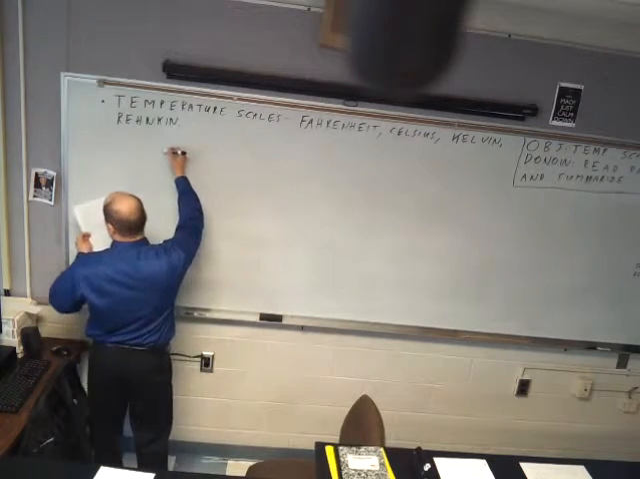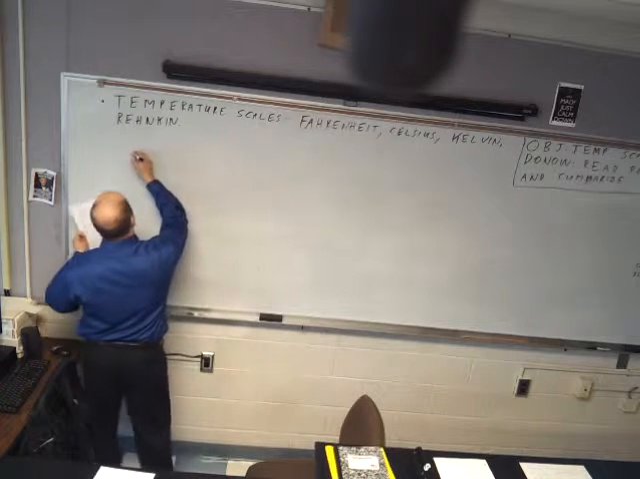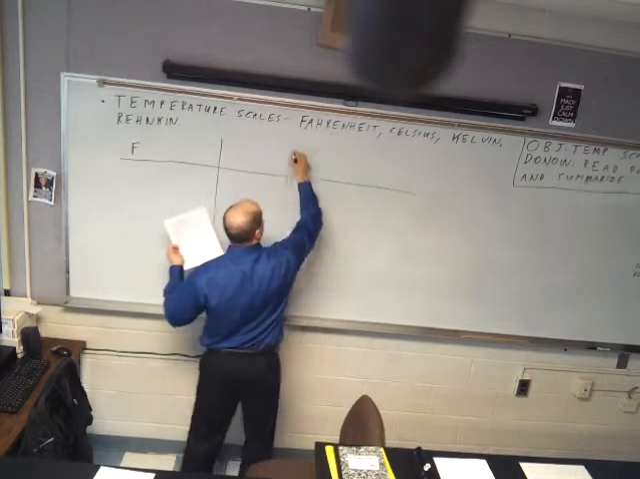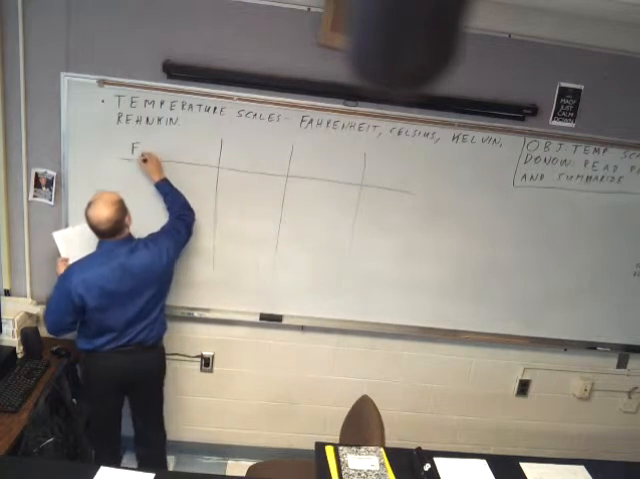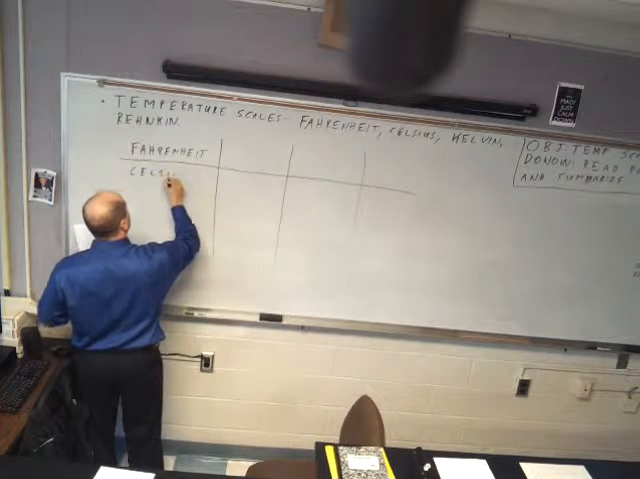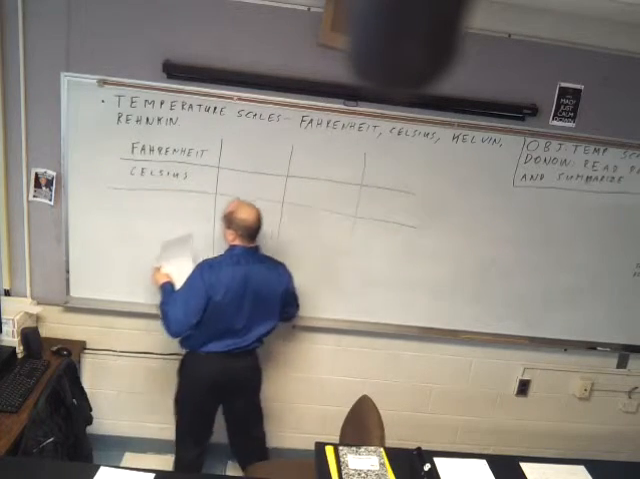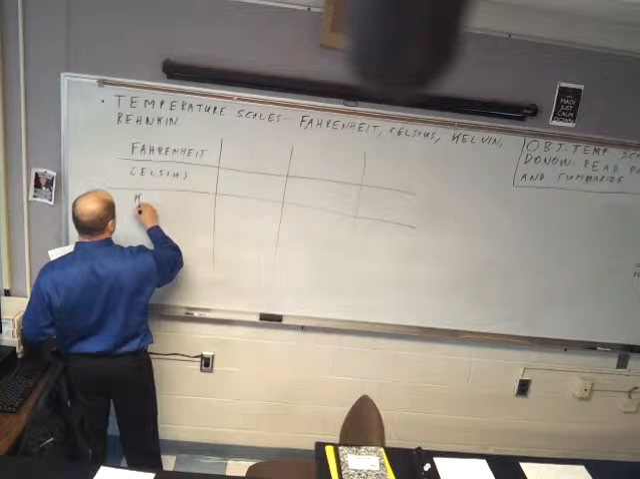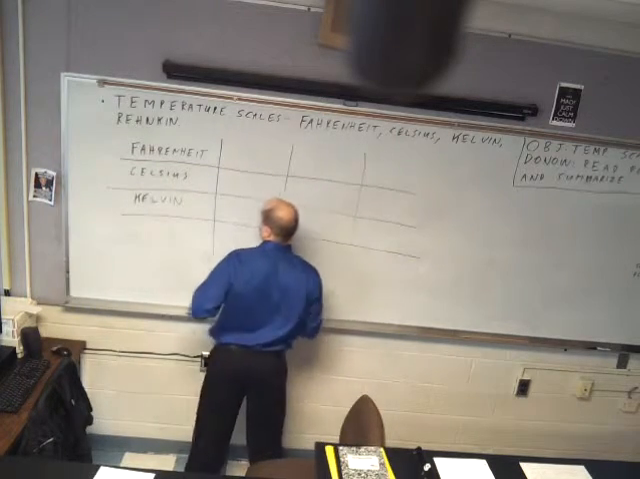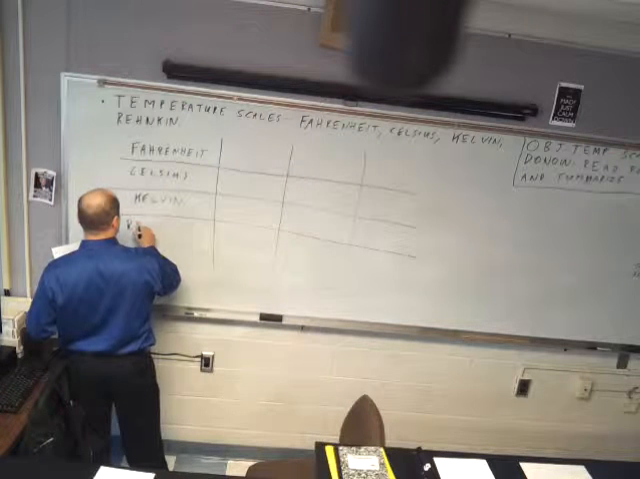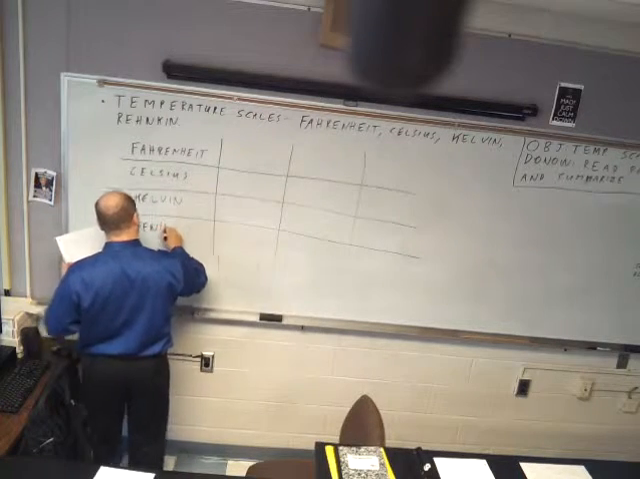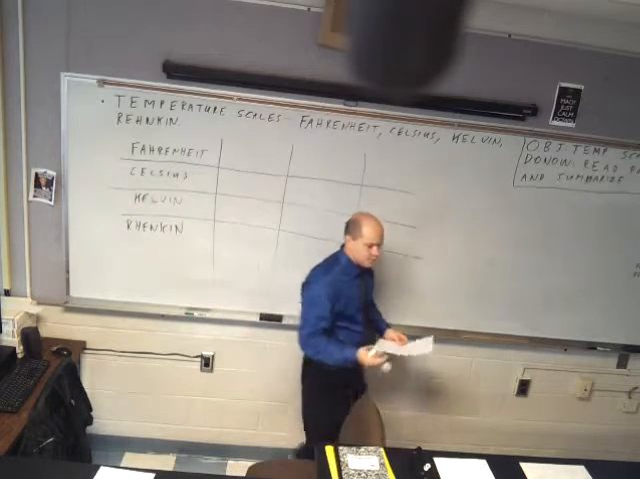All right, I want to make a little chart to give you an idea of how these relate to each other. So what we're going to do is a table. I love making these little tables. It's going to be Fahrenheit, Celsius, Kelvin. Spelled it two different ways. All right, so what I'm going to do is give you some common temperatures and we're going to see what they look like in each one.